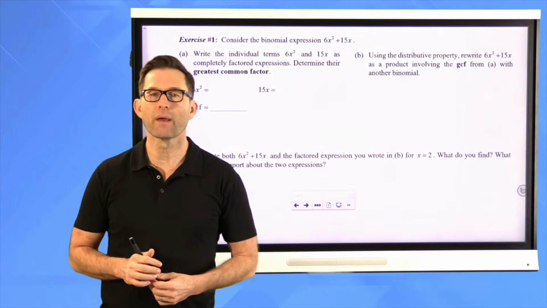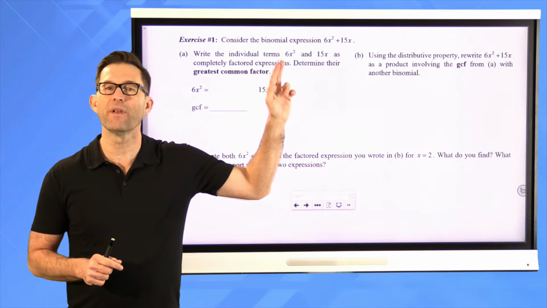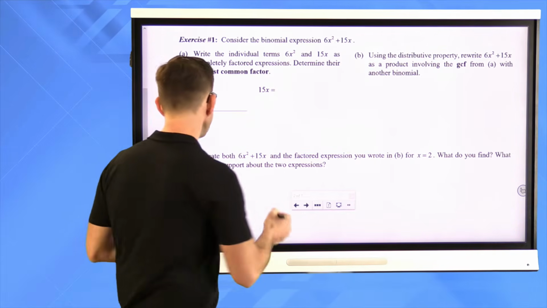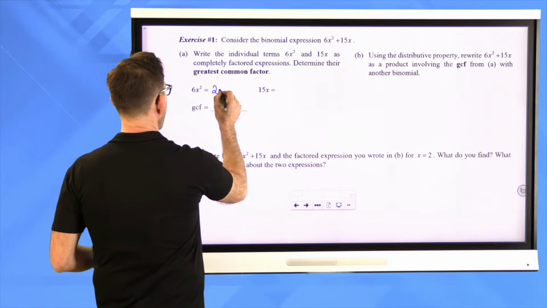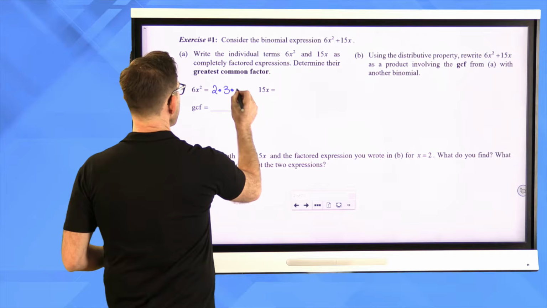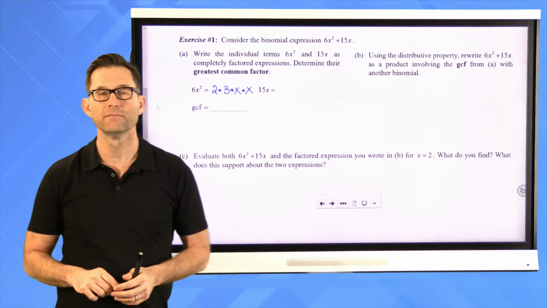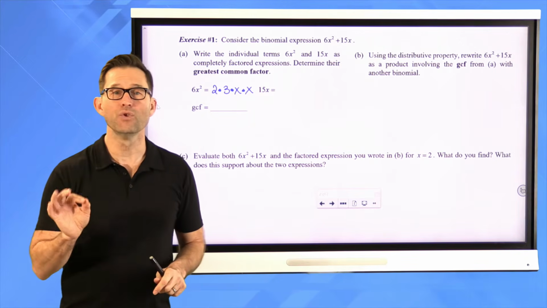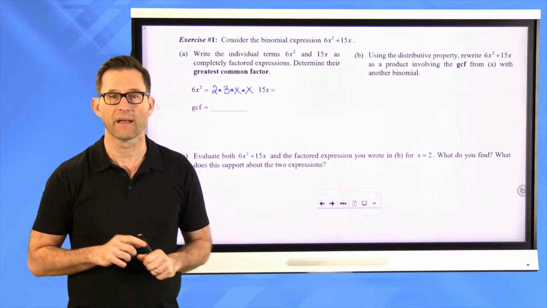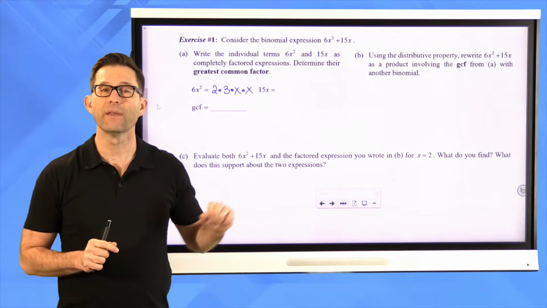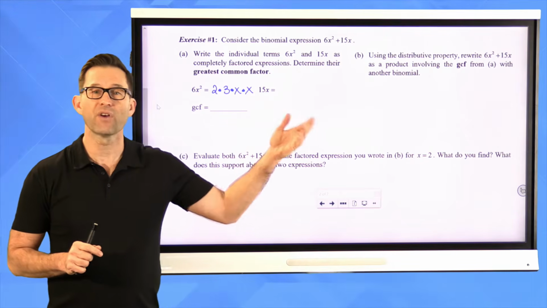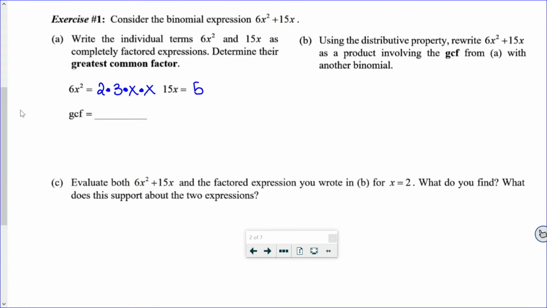All right, so here's what I mean by that. 6x squared. Well, the number 6 can be written as 2 times 3, and I can't break that down any more than that. And x squared can be written as x times x. So literally 6x squared, factored all the way out, is 2 times 3 times x times x. Now 15x, the number 15 can be factored as 5 times 3, and of course, the variable x can't be factored anymore at all. So that's 5 times 3 times x.